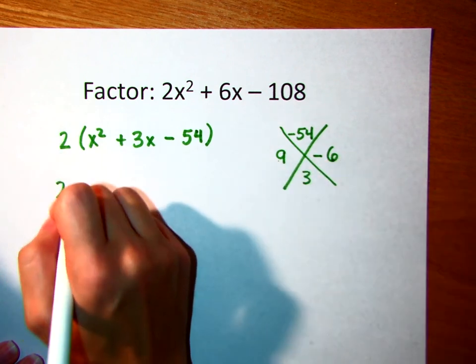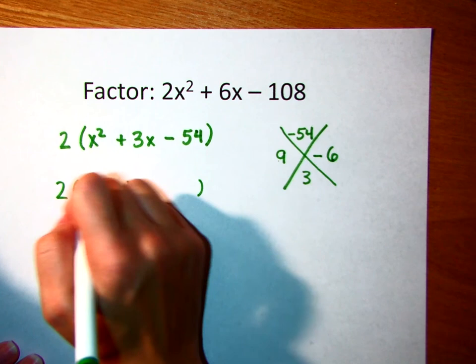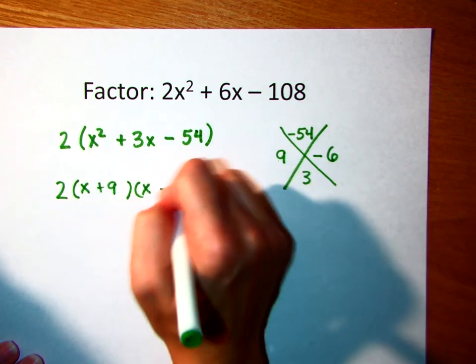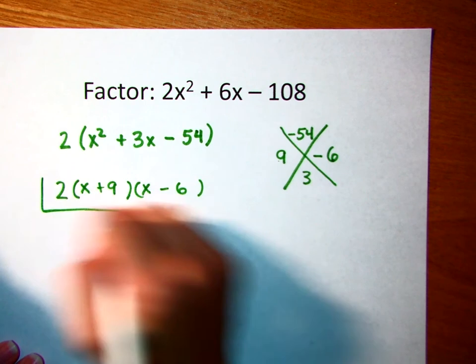So we have our GCF we brought down. Remember, to get x squared, we're just going to do x times x. And then one of those numbers is 9. And one of those numbers is 6. And then this would be my final answer.